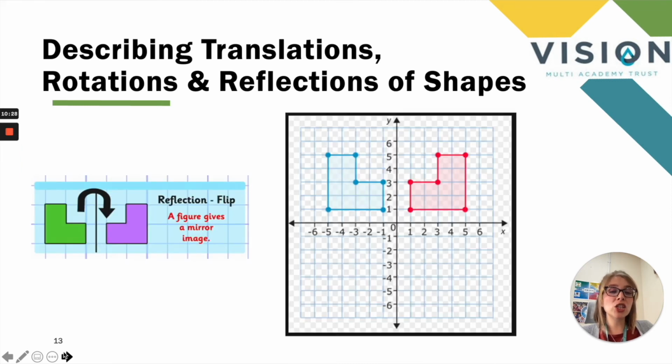Looking at reflections, we know that reflection is simply a flip of a shape. It's a figure that gives a mirror image. Now, the reflection can be on the line of the shape, or it can be a space away. So, for example, if we look at the grid on the right, we can see that the red shape has been reflected along the y-axis, and therefore there's been a gap between the shape and the axes. And it's important that if there's a gap on one side, there is a gap on the other.